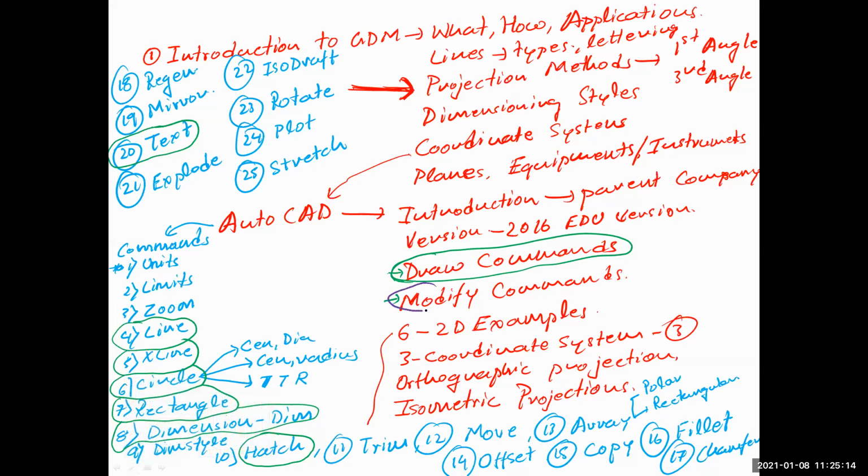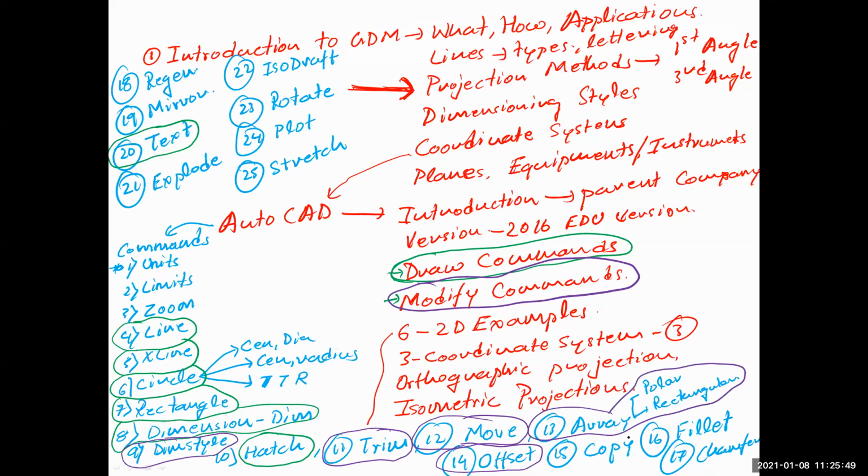For modify commands, I am using a different color. Now let's see what those modify commands are. This dim style will come under modify. This trim will come under modify, move will come under modify, offset will come under the modify command category, array will come under modify, or array we can use in both categories, but okay, let's keep it in the modify category. This copy is modify, fillet is modify, chamfer is modify.